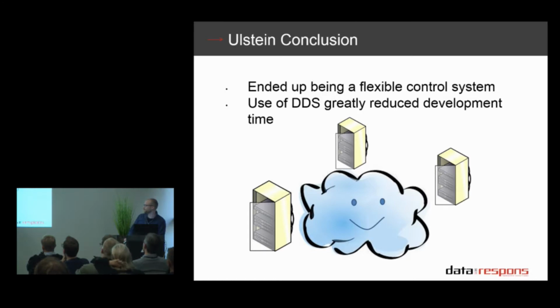But in summary, the Ulstein project ended up being a flexible control system where the DDS greatly reduced the development time. And we came up with a term during the development that this was like a happy magic cloud, because you have discovery protocols. So when you plug things into the network, DDS automatically routes the data and you set up which data you want. So you have the feeling that there's some kind of magic going on. Data just goes wherever you want it to go, which was nice.